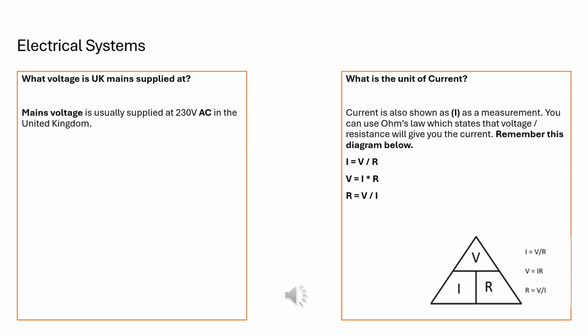As long as you remember that voltage divided by resistance will give you the current, voltage divided by the current will give you the resistance, and if you multiply the current by the resistance, it will give you the voltage. So you can use that to help you with your revision.